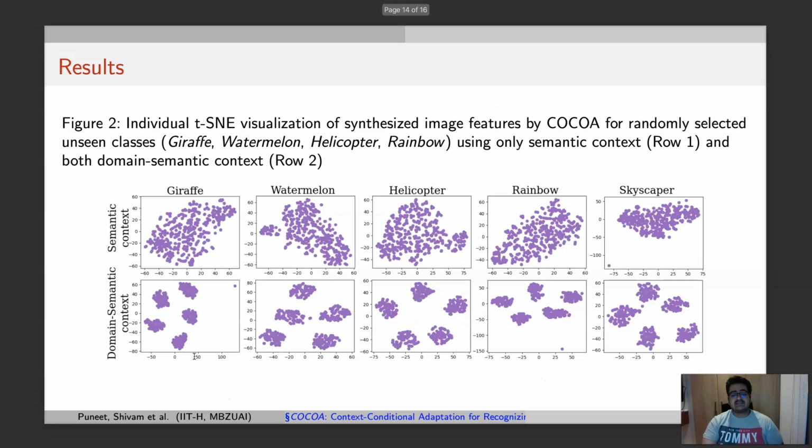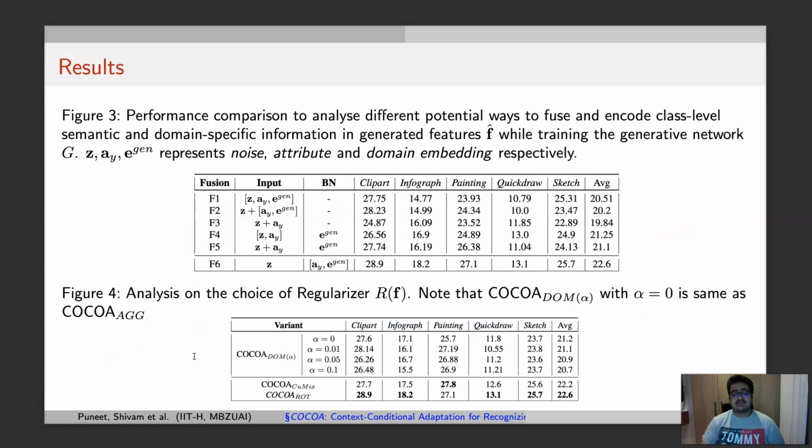In order to further analyze the usefulness of fusing both semantic and domain context, we show the TSNE visualization of multi-domain image features synthesized by our model. It can be seen that the model can better retain domain-specific variances associated with the 5 source domains within a specific class cluster when both semantic and domain embeddings are used for conditioning the batch norm parameters. Furthermore, analysis on the different potential ways to fuse semantic and domain-specific information shows that fusing information via conditioning batch norm parameters on both semantic and domain representations enables best generalization performance.